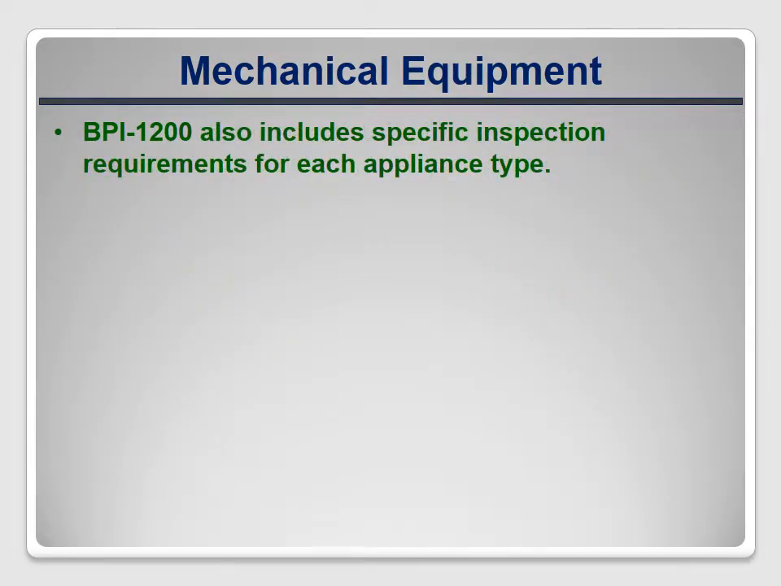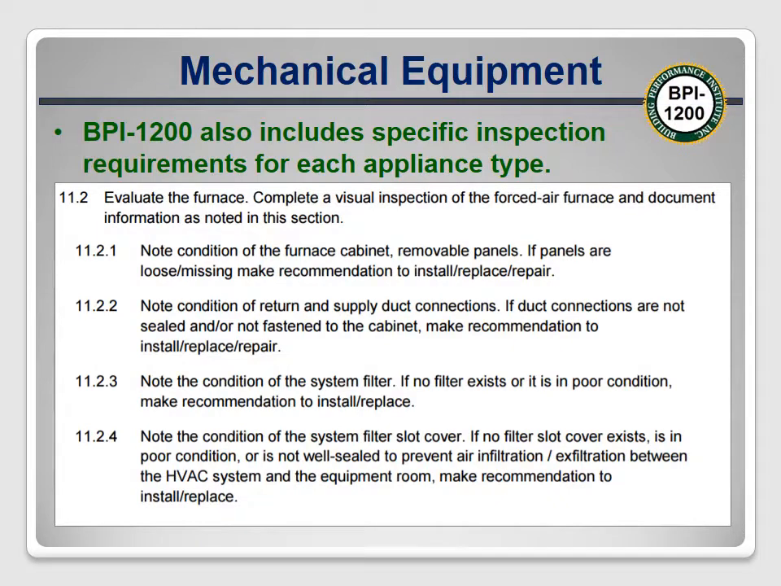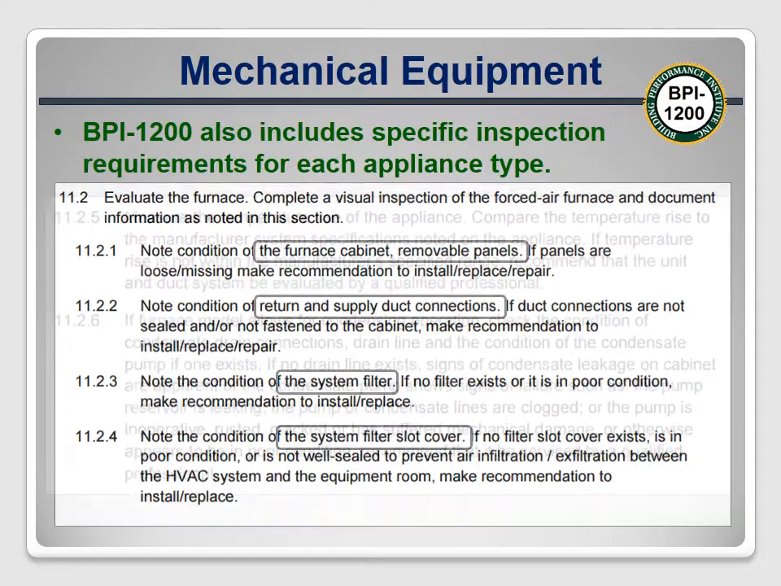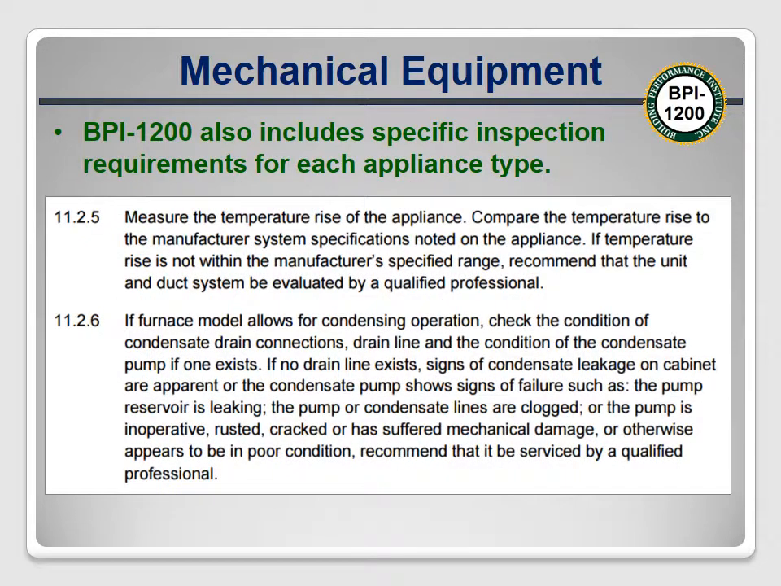BPI 1200 also includes specific inspection requirements for each equipment type. Let's take a look at the section for furnaces. It includes a lot of specific details. These include the condition of the cabinet, the duct connections, the filter, and the filter slot cover. It also includes a requirement that the auditor measure the temperature rise of the furnace and compare it to the range specified by the manufacturer. And the auditor must assess the condition of the condensate drain on condensing furnaces.